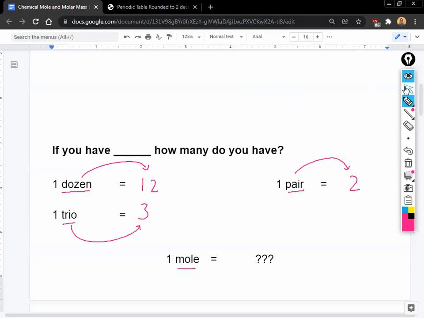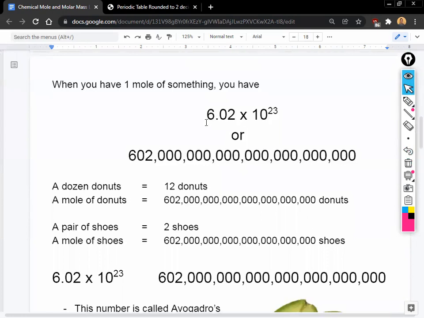Now, the number for a mole is very, very big. So I'm going to show you the number for a mole. Make sure you write this down somewhere in your notes. You don't need to write down this big number right here, but the number for a mole is this right here. If I have 1 mole of something, I have 6.02 times 10 to the 23rd, which is the same as this big number down here. And the number is, hold up, million, billion, trillion, quadrillion, quintillion, hexillion, it's 602 heptillion.